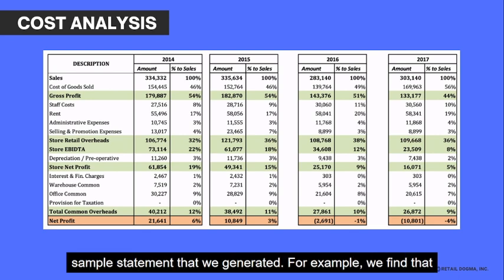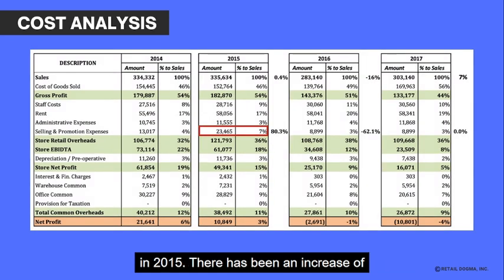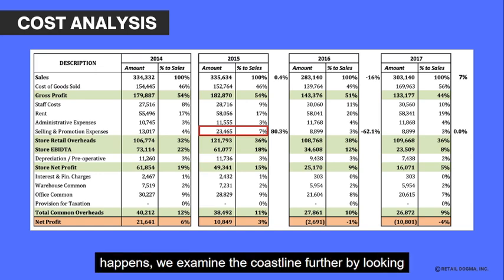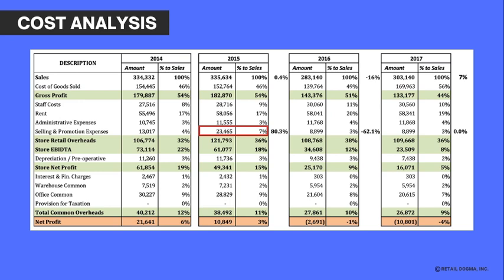Looking at the sample statement that we generated, for example, we find that in 2015, there has been an increase of 80% in selling and promotions expenses, and their percentage to sales has gone from 4% to 7%. When this happens, we examine the cost line further by looking into the different components and checking which component has gone higher and why, and then decide what needs to be done to bring it back to normal.